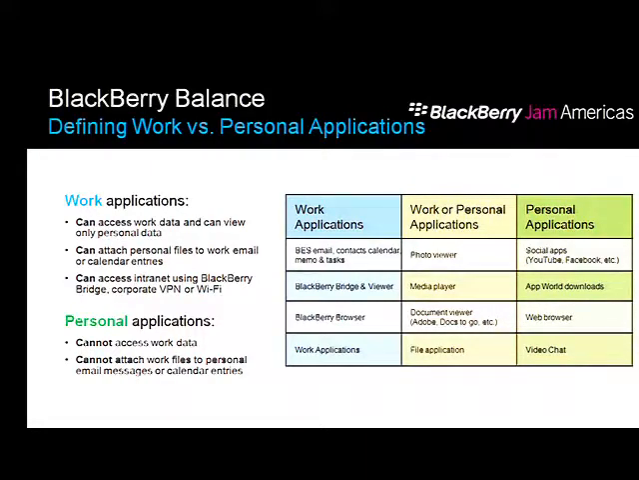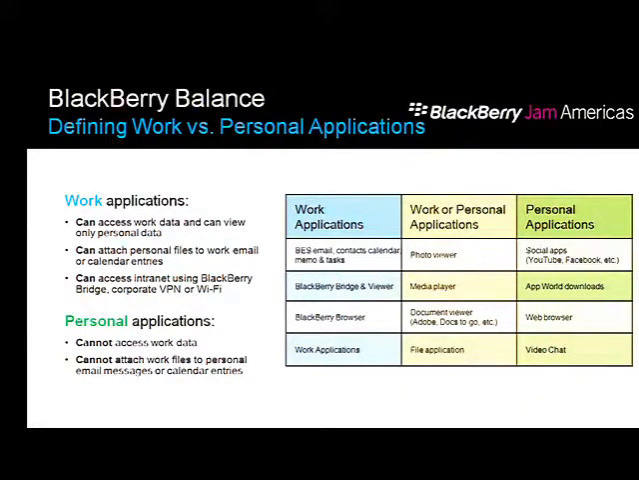On the work file system, you will install your applications, use file space, and share data space that's all aligned with the work perimeter. We have some rules in there, right? Work applications can access work data and view only personal data, so they can only view that personal data. They have the ability to attach personal files to your work emails, but you can't necessarily grab work stuff and put it into your personal.